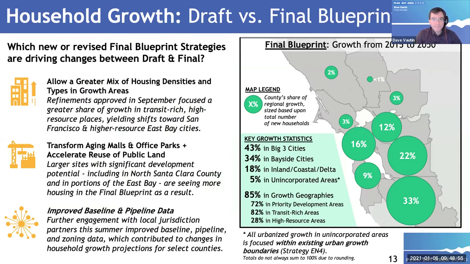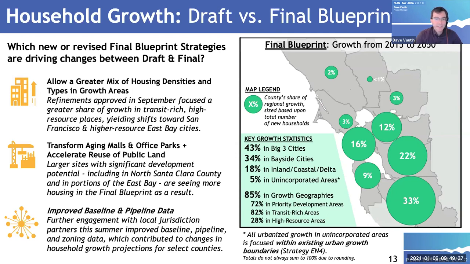strategies and data? Well, each county and sub-county has its own unique story. But a central theme that runs throughout is getting towards the greenhouse gas target. Some particular strategies drove this change. For example, strategy H4 was modified this fall to focus a higher share of growth in transit-rich, high-resource places. This includes a good number of neighborhoods in San Francisco, as well as higher resource East Bay communities, such as the region of Lamorinda.